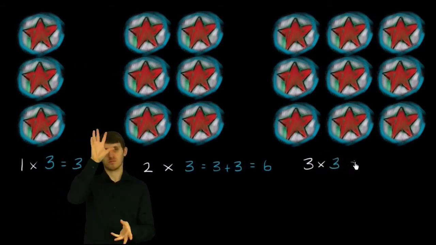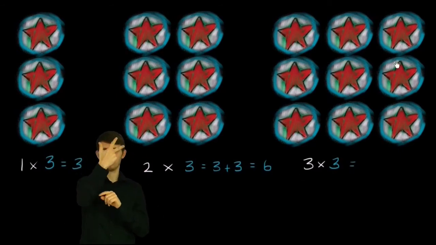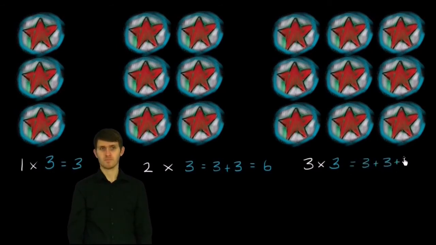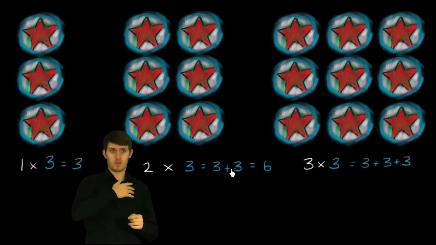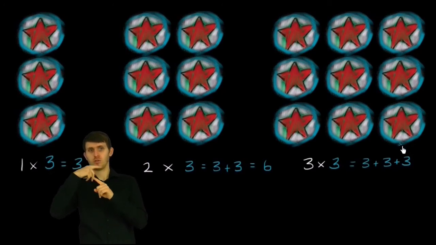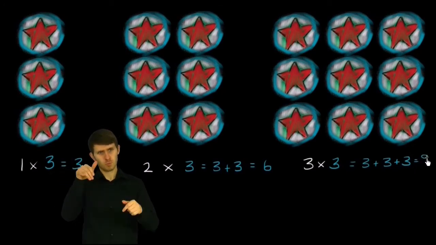And how many of these star patches do I now have? Well, this is going to be three plus three plus three. Notice, I have three threes. I have two threes. I have one three. So this is three plus three plus three, which is equal to nine. And you can count them.